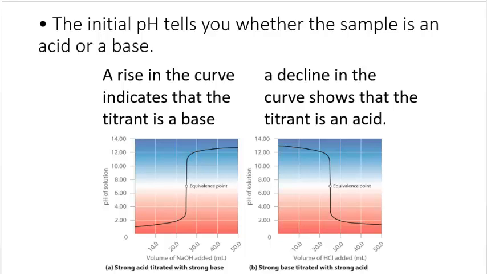The initial pH tells you whether the sample is an acid or a base. A rise in the curve indicates that the titrant is a base, as in this part. A decline in the curve shows that the titrant is an acid. Declined. Rise. Start with strong acid, start with strong base.